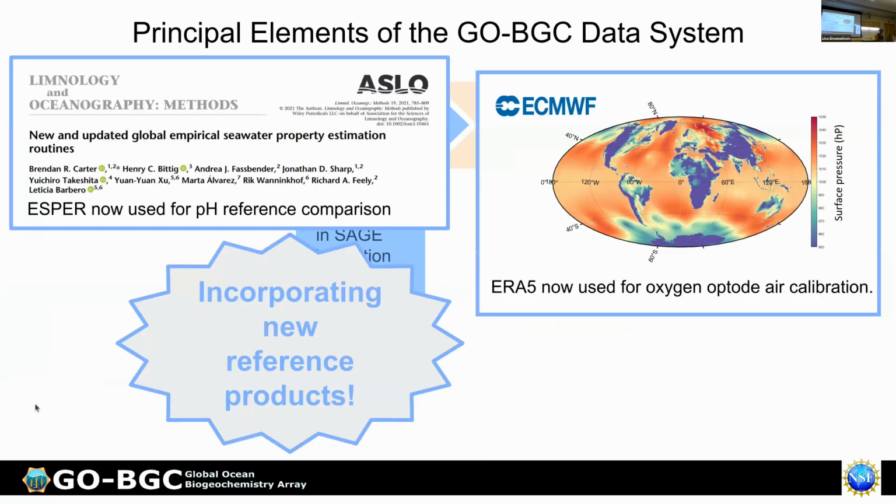Okay, so a few updates. We recently started incorporating new reference products. These are data sets such as ERA5, which we use for the oxygen optode air calibration, or ESPER, used for the pH reference comparison. These are things I think that have already been incorporated as of the last processing.